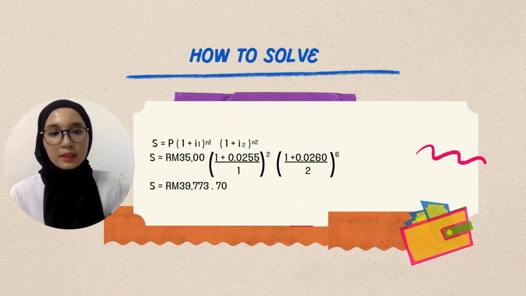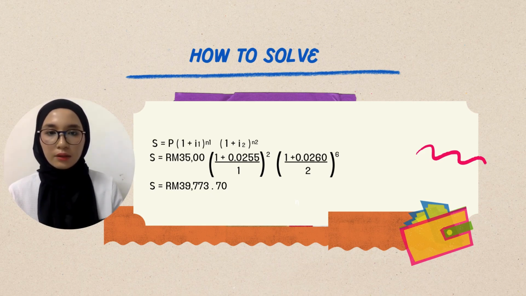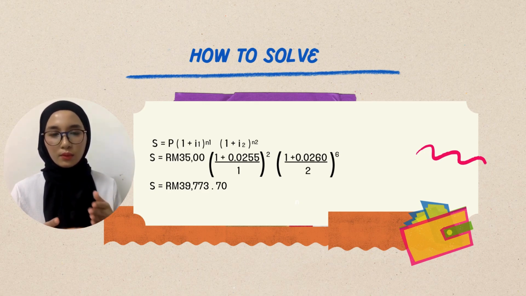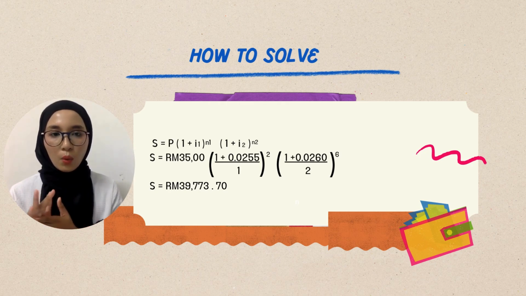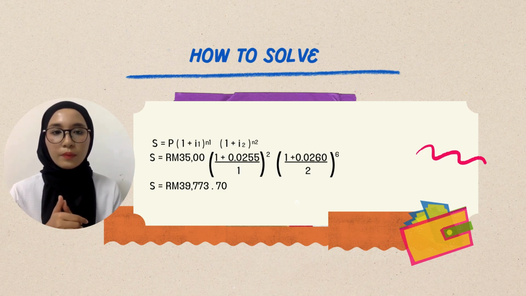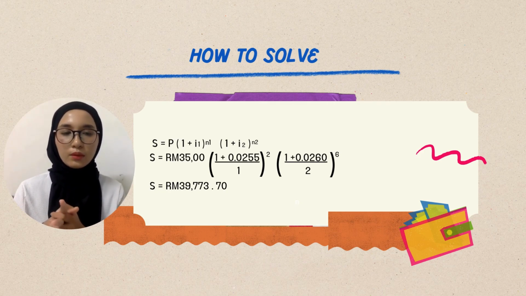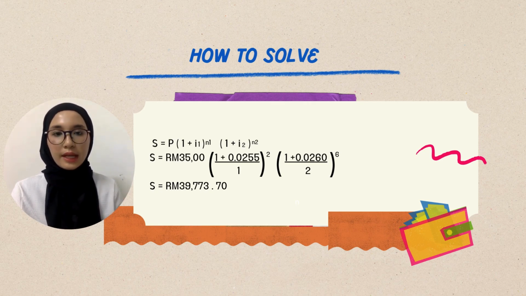After that, before substituting the values, we need to find the i1, n1 and i2, n2 amounts. After that, we enter information given from the question. So the formula given here is S equal to P(1 plus i1)^n1 (1 plus i2)^n2. To calculate this question, P equal to RM35,000. i1 equal to 0.0255 per 1. n1 equal to 2. i2 equal to 0.0260 per 2. n2 equal to 6. So after you calculate all the values in the calculator, you will get the answer S equal to RM39,773.70.